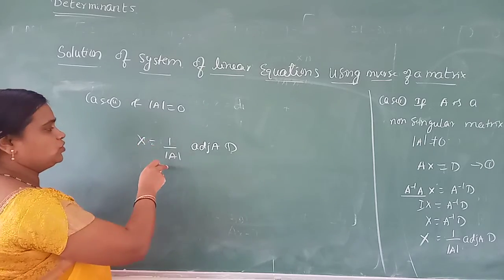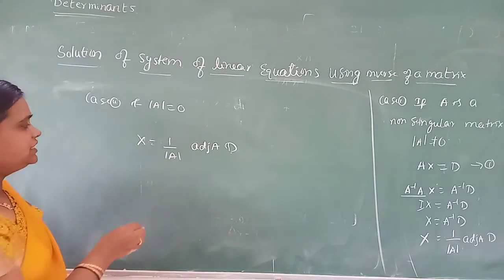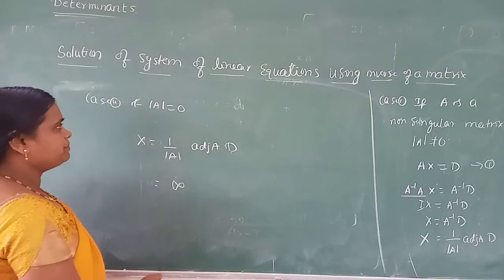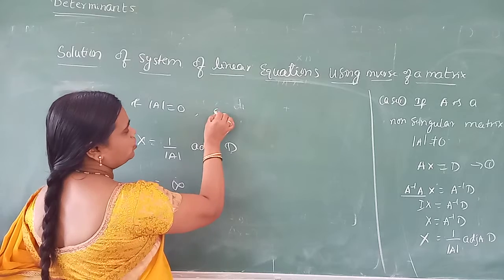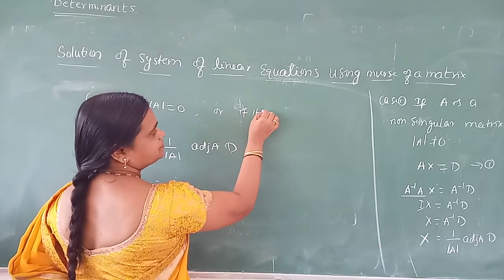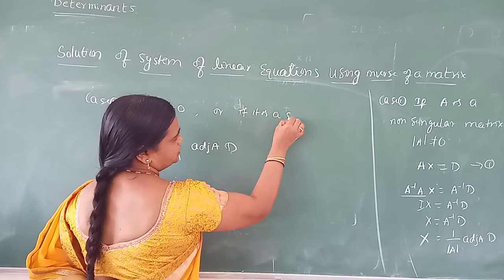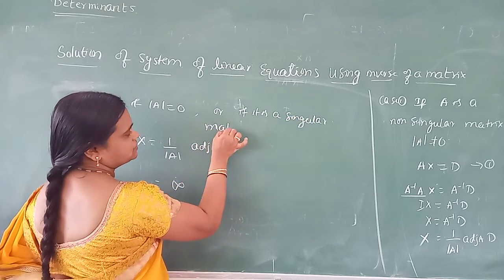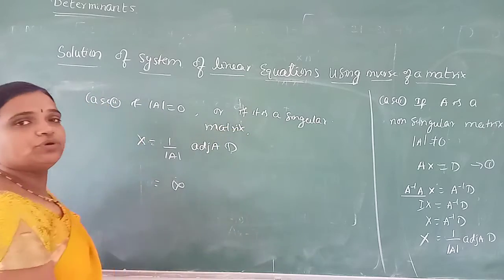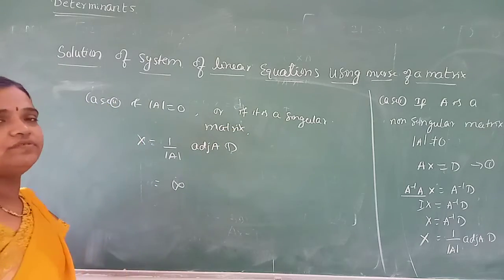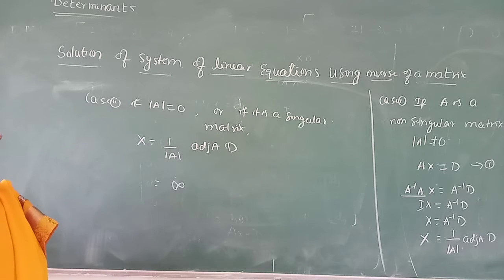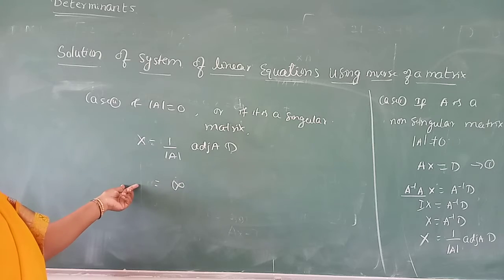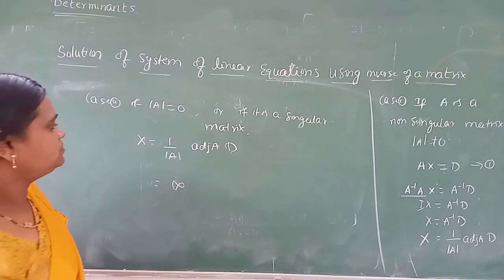If you substitute 0, 1 by 0, what will we get? Infinity. We get a meaningless value. Therefore, remember that if determinant A equals 0, or if it is a singular matrix, then which one is not possible? Solution of the equation is not possible. We can't calculate the value of x, y as well as the solution of the system of equations.